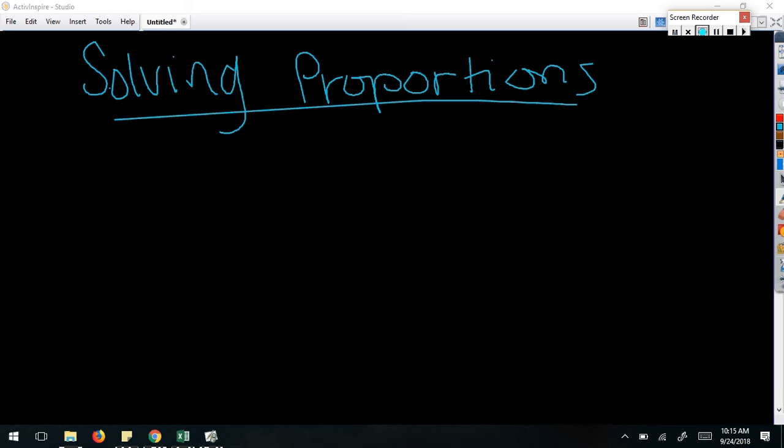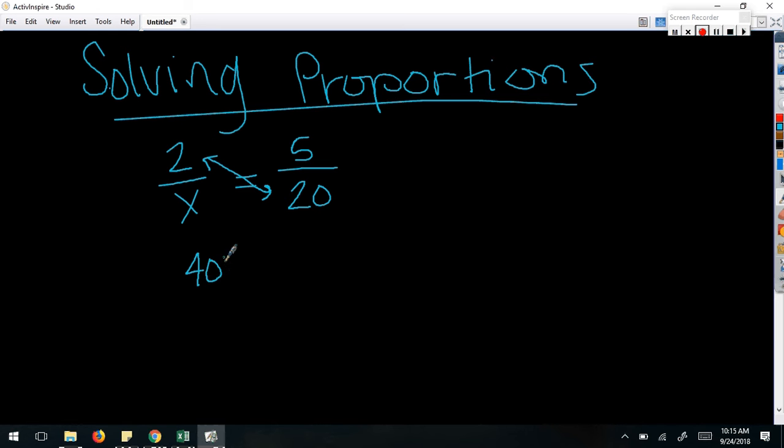Okay, so that's a ratio. A ratio can be written as a fraction, but what's a proportion? It's when two ratios are set equal to each other, remember? So on Friday, we did things like 2 over x equals 5 over 20. And how did we solve that? Cross multiply. So 2 times 20 is 40, and then we did the equal sign, and then we went here, right?